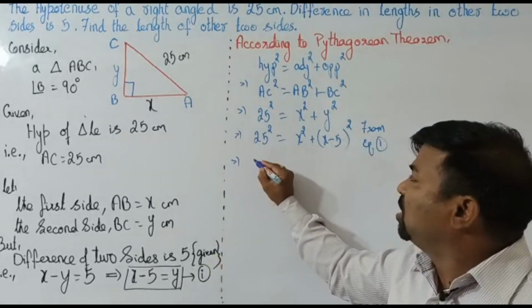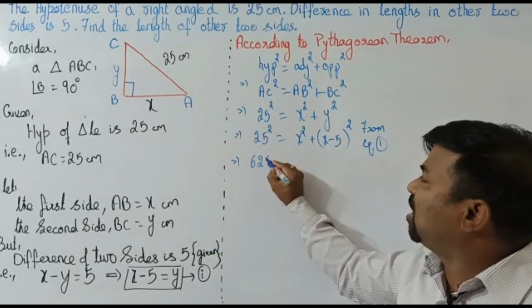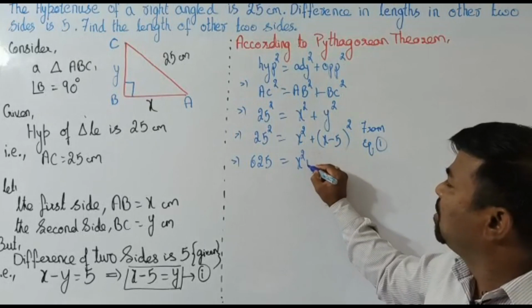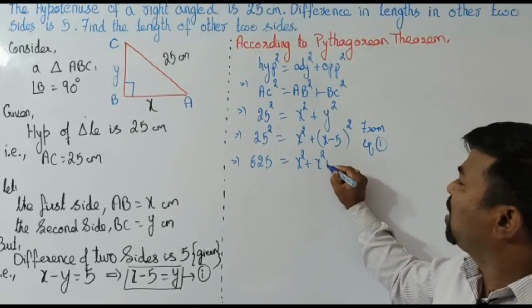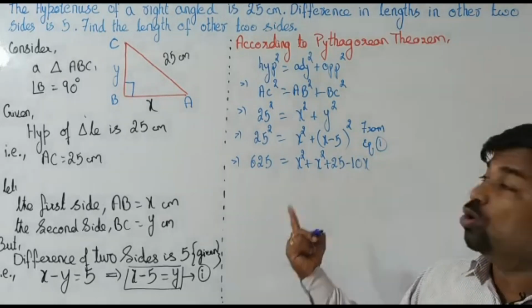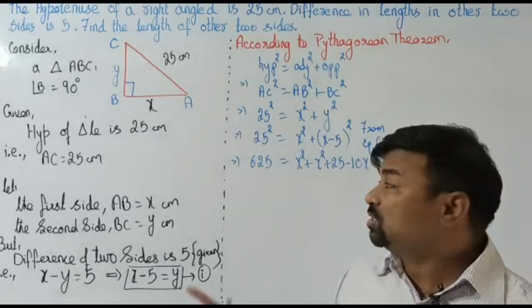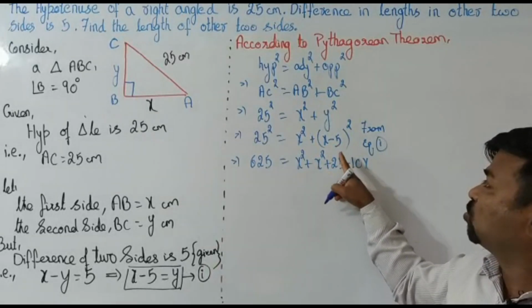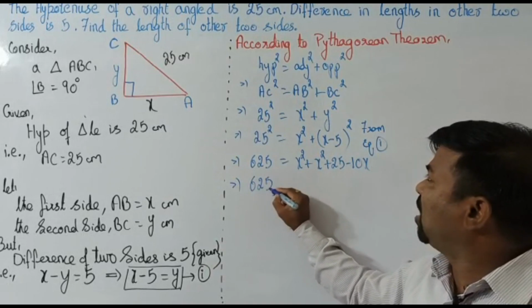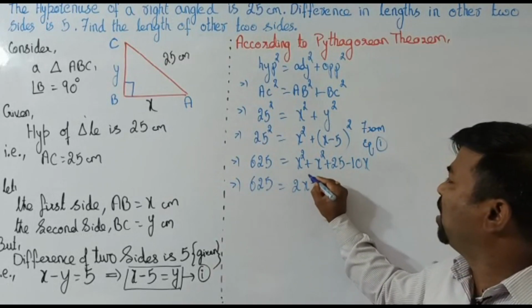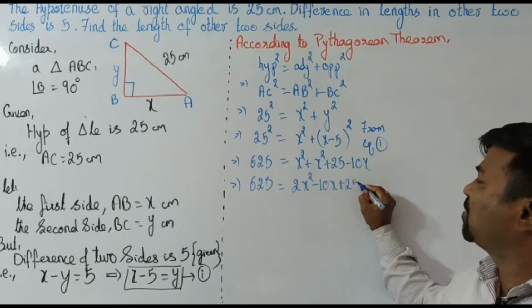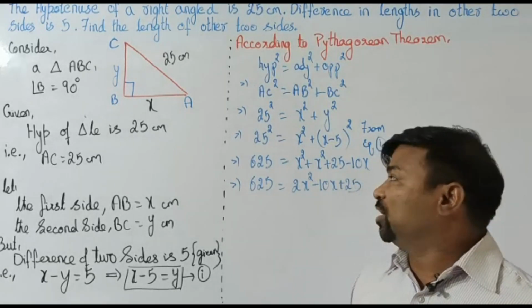If you check it out, it's nothing but 625. Here it is x squared plus (x minus 5) squared, which is x squared plus 25 minus 10x. This is in the form (a minus b) whole square, a squared plus b squared minus 2ab. Now, let us simplify. 625 is equal to 2x squared minus 10x plus 25. I am converting it into the form of a standard equation.